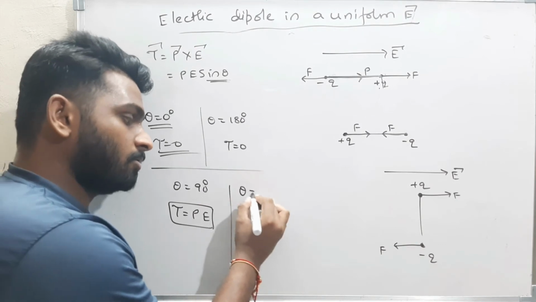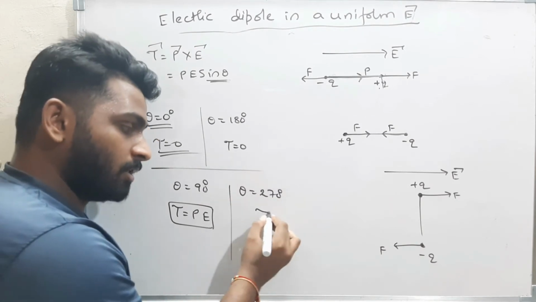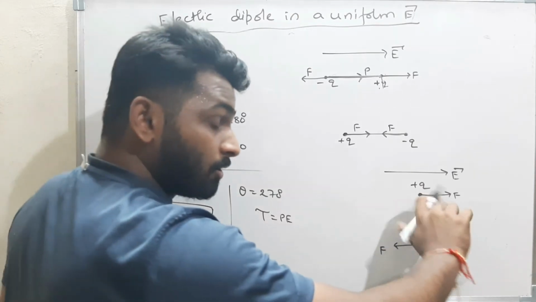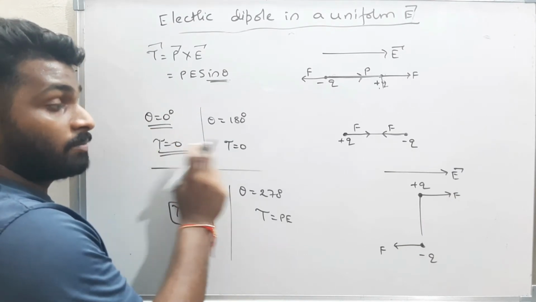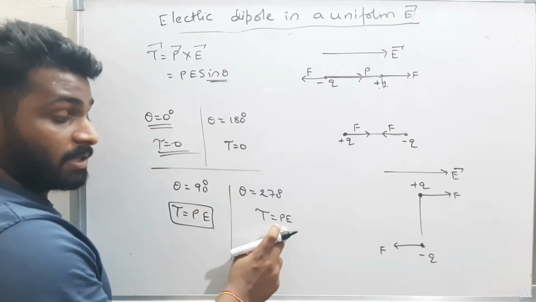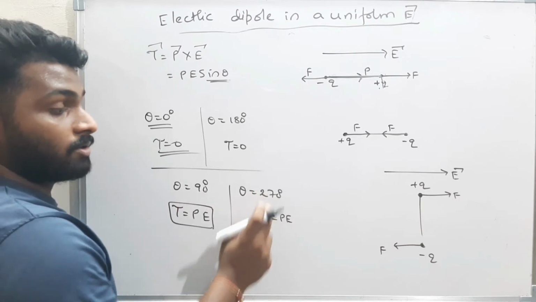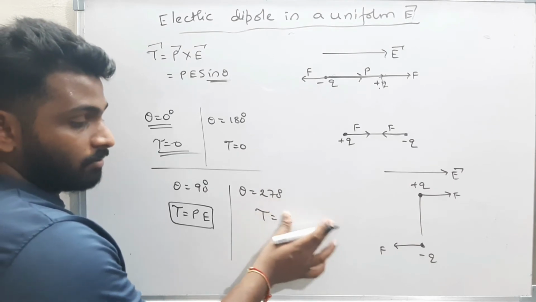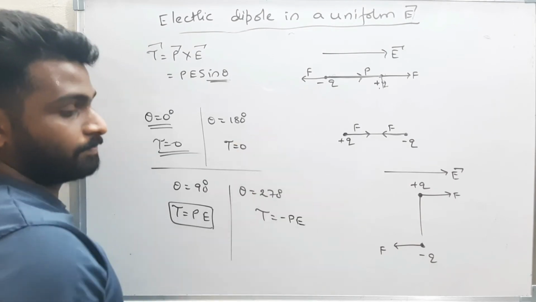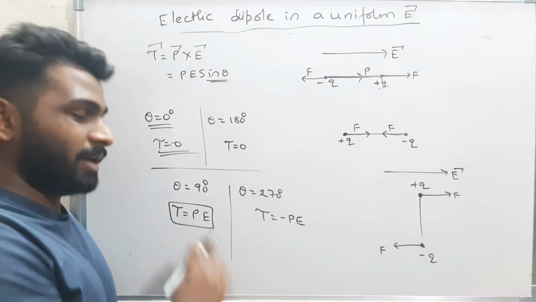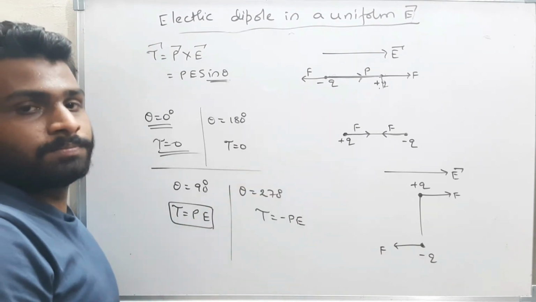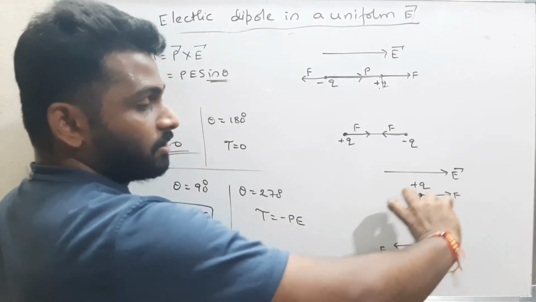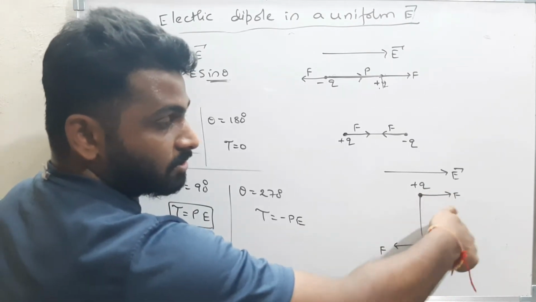Now when theta is equal to 270 degrees, even then the torque is pE. Even then the dipole will rotate. Therefore, the torque is 0 at angles 0 and 180, and the torque is maximum, that is pE, at angles 90 and 270. Please remember this. Actually, at 270 a minus will come, therefore minus pE, because the directions are different. One direction will be the torque in this direction; for this 270, the torque will be in this direction. Now see here, the bodies are rotating in this direction.